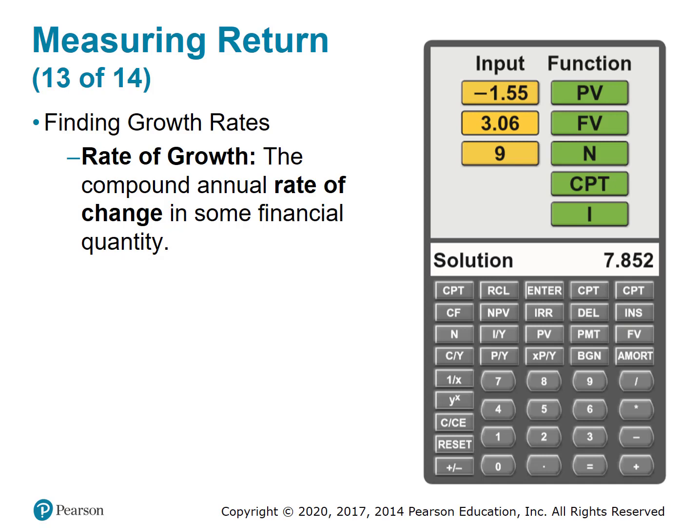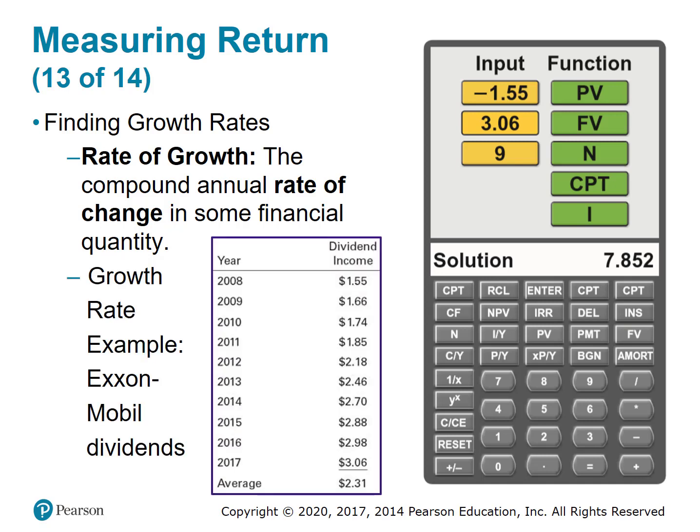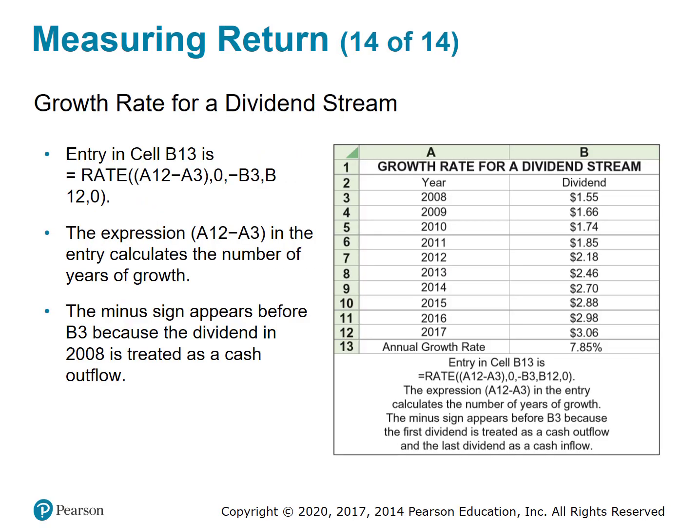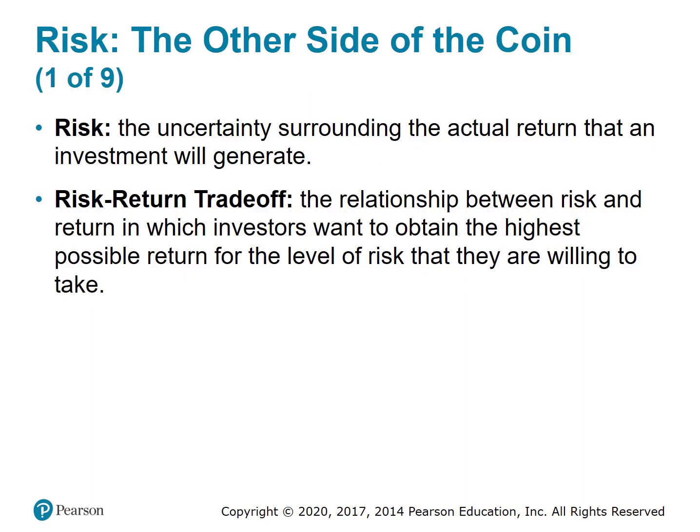Okay, how about finding a growth rate? Finding a compound growth rate only requires the first and last values. In this case, we're looking at ExxonMobil's dividend. In 2008, it was $1.55. In 2017, it was $3.06. We want to find the rate that would grow $1.55 to $3.06 over 9 years. We found it, 7.852. Here you can see ExxonMobil's full dividend data again for the 9 years. Notice the format of the rate function. The number of periods is set to A12, 2017, minus A3, 2008, 9 years. This is an ordinary annuity. The type is 0.